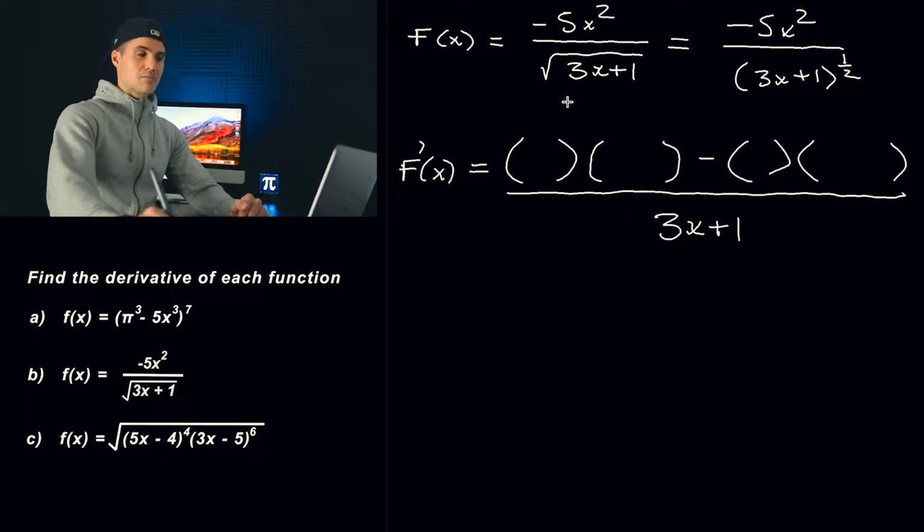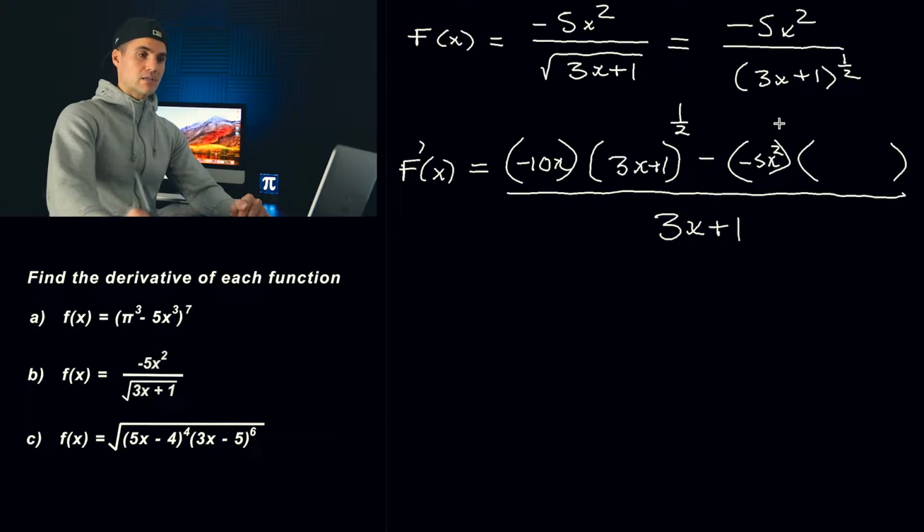This first bracket's going to be the derivative of the numerator. Derivative of negative 5x squared is what? Negative 10x times the bottom left as is. So that's just going to be 3x plus 1 to the power of 1/2, like that. Minus the numerator left as is. So that's going to be negative 5x squared.